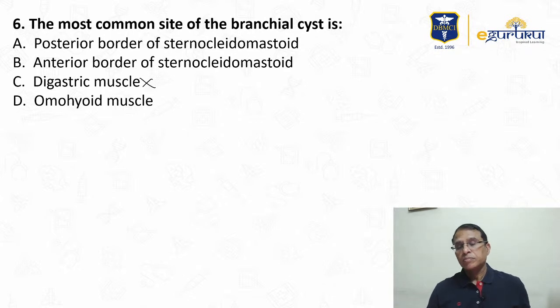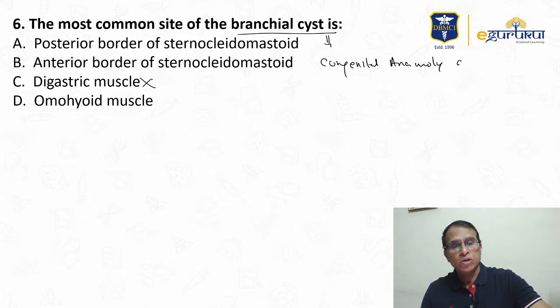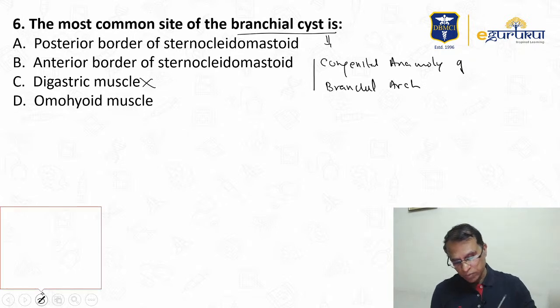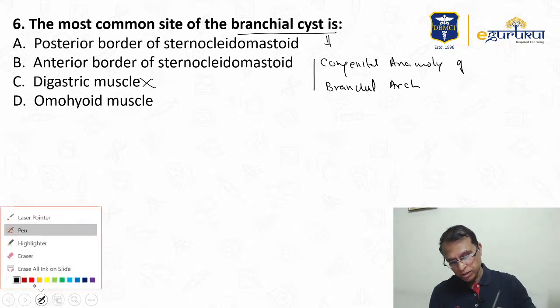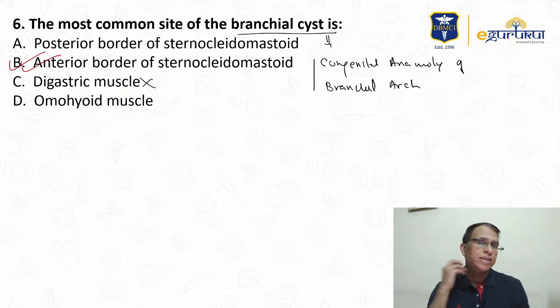Okay. I'm sure you know that branchial cyst is a congenital anomaly of the branchial arch, isn't it? The congenital anomaly of the branchial arch, and it is seen on the anterior border of the sternocleidomastoid muscle. Anterior border of the sternocleidomastoid. It's here in a small child.